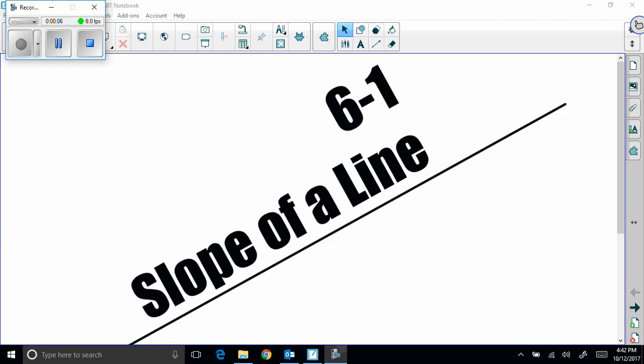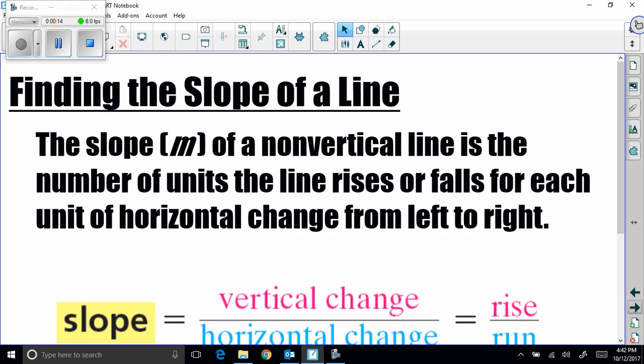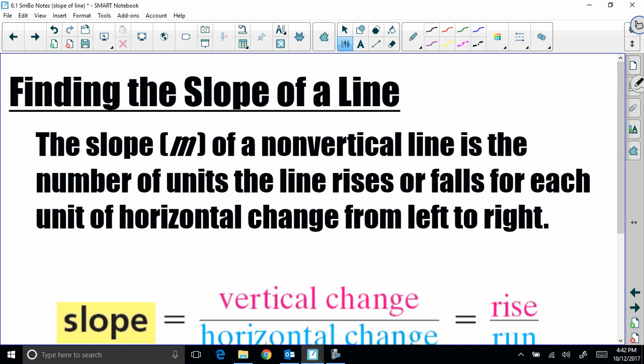Your first ELD today, you are going to learn the first lesson of chapter 6, which is the slope of a line. So, finding the slope of a line. The slope of a non-vertical line is the number of units the line rises or falls for each unit of horizontal change from left to right.